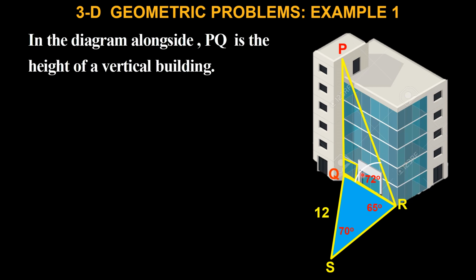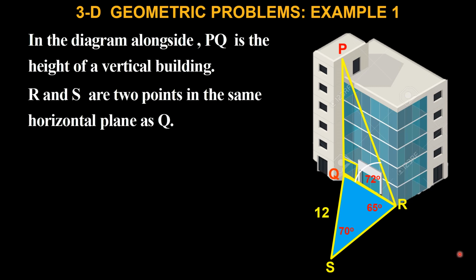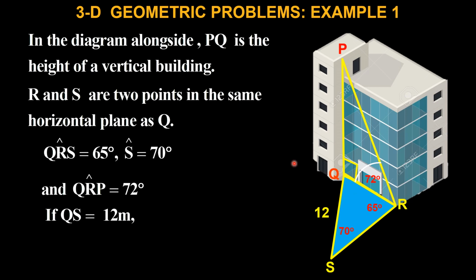Okay. Then we have R and S. They are points in the same horizontal plane as Q. Right? And then we have some angles given. Angle QRS is 65, angle S is 70, angle QRP is 72, and QS is 12.